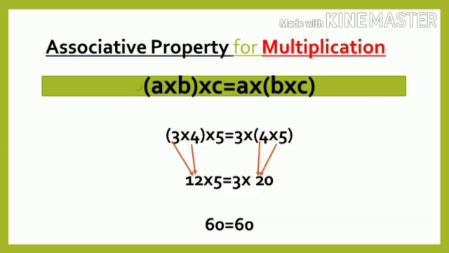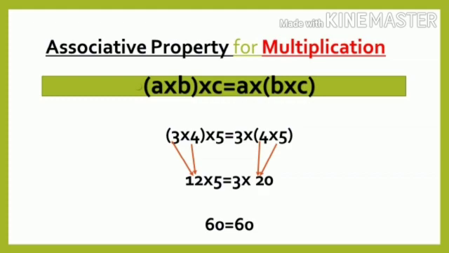After addition, associative property for multiplication. Here we have taken three numbers. Let A is equal to 3, B is equal to 4 and C is equal to 5. In the left hand side, we have taken the first two numbers together and the third number is alone. Here, when we multiply 3 by 4, the result will be 12. And after getting the result, we will multiply 12 by 5. So, the result here is 60.